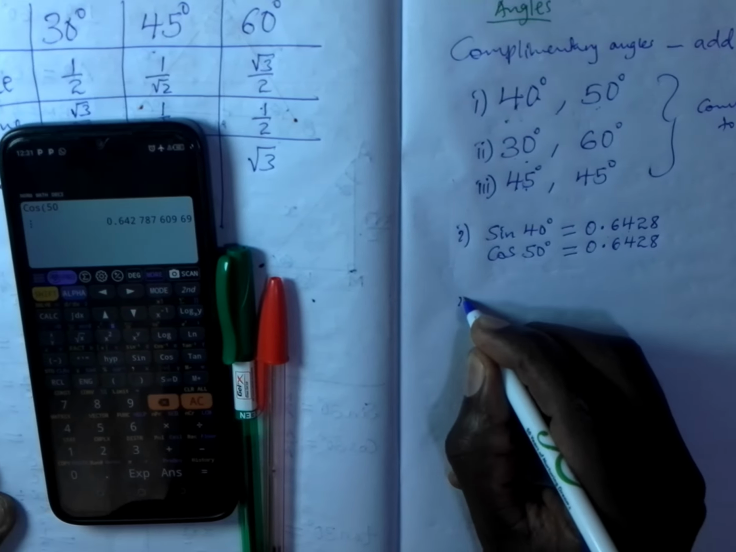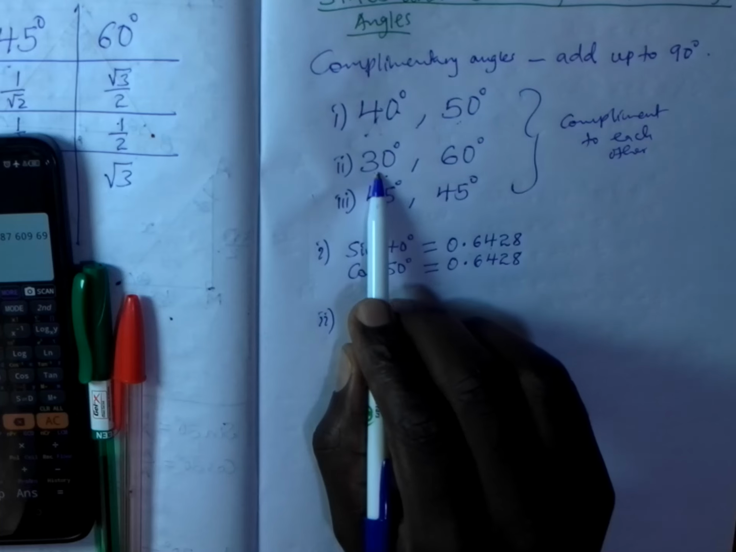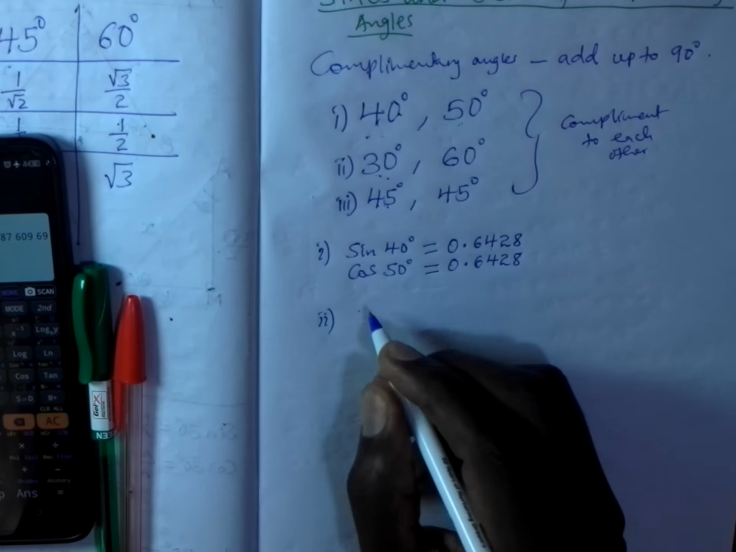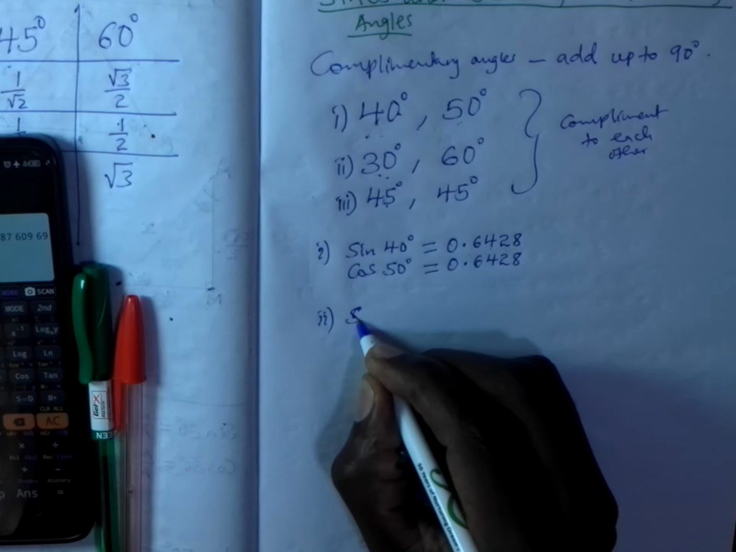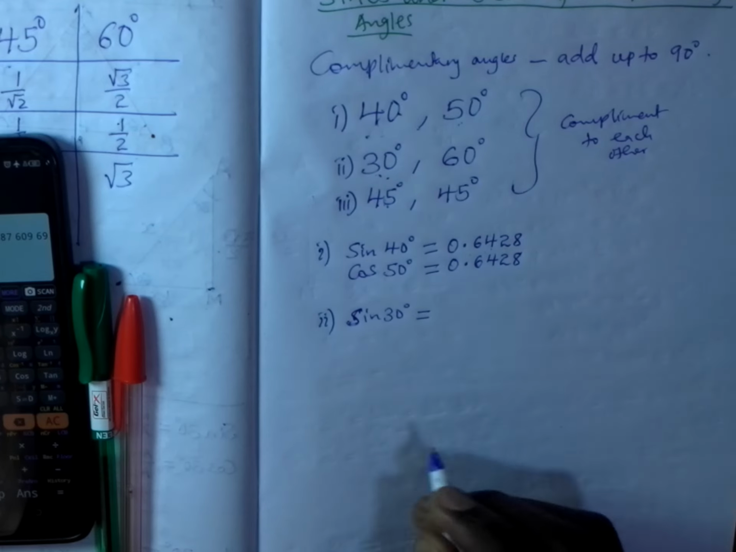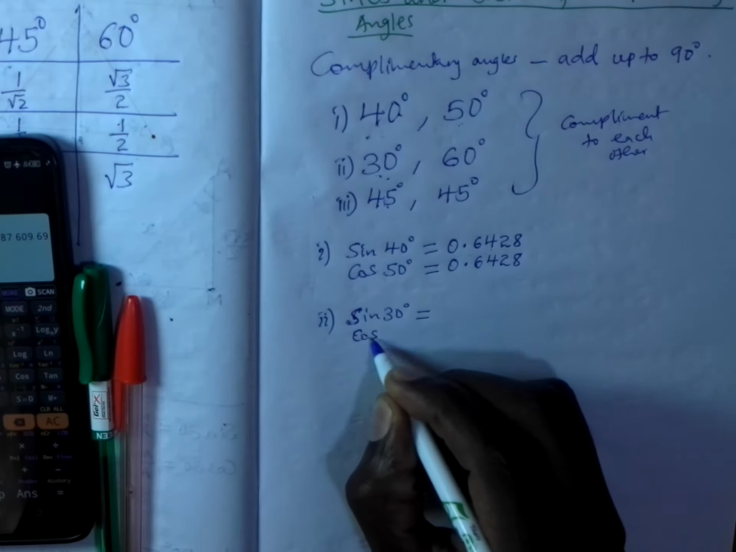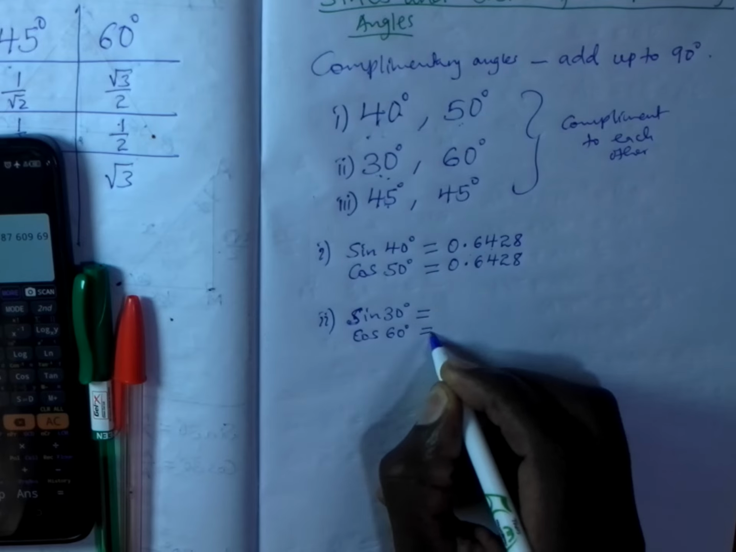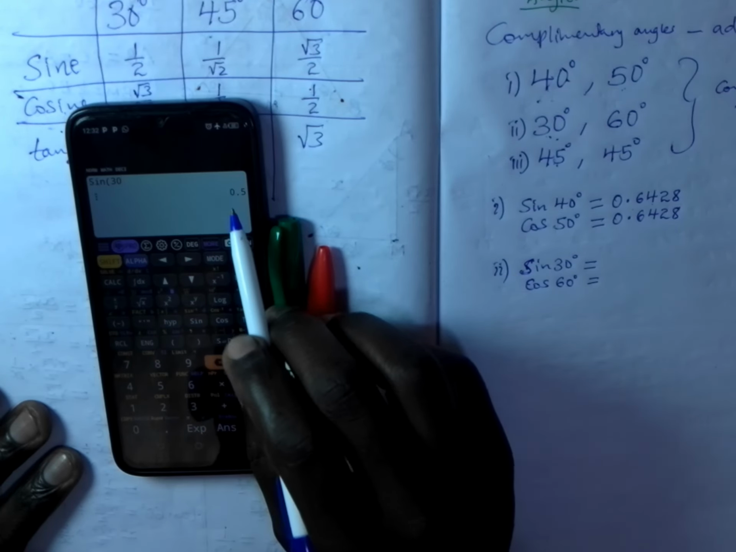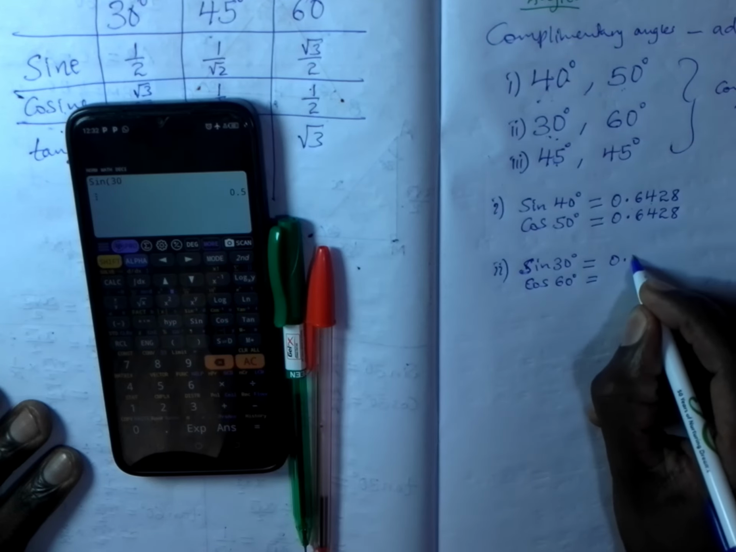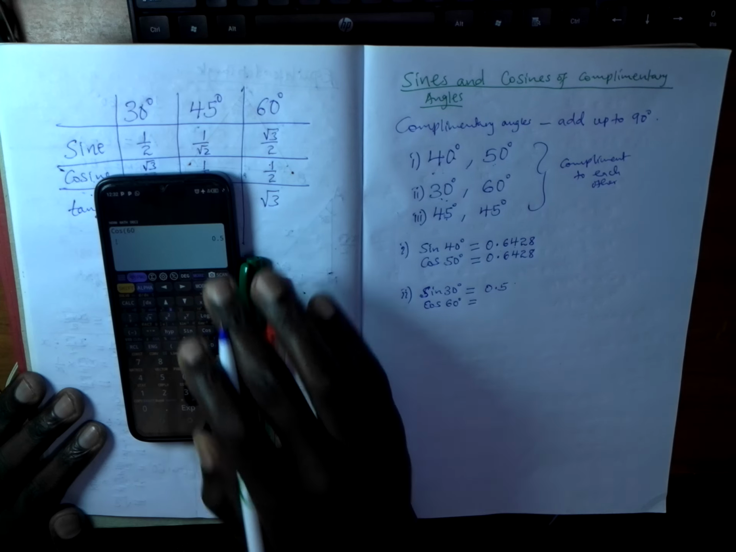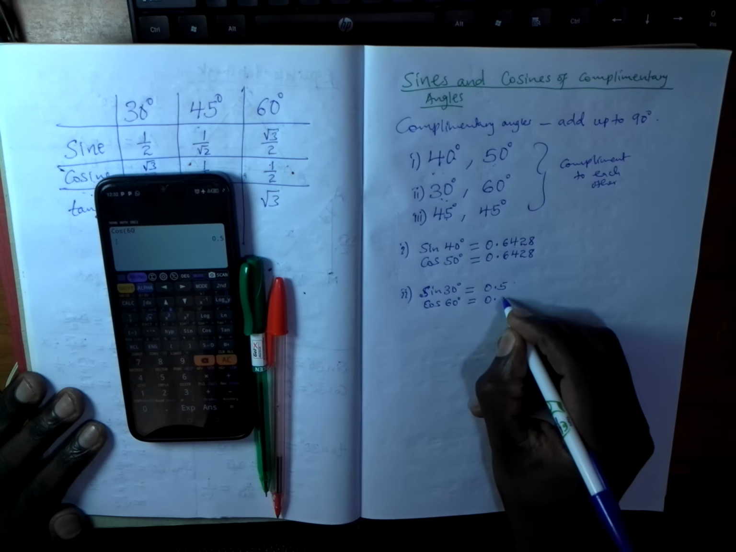Again, from number 2, 30 and 60. So what is sine 30 degrees? And what will be cosine 60 degrees? So sine 30 degrees is 0.5, and cosine 60 degrees, again it is 0.5.